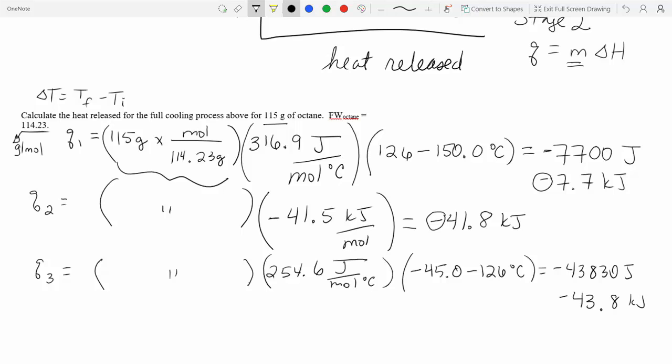Now, to get the total heat released for the cooling curve, we will add up all of our Q's. When you add them all up, you should have negative 93.3 kilojoules. And again, make sure you pay attention to your sign, because this is a cooling process. Heat will be released, so make sure you check that you have a negative value.